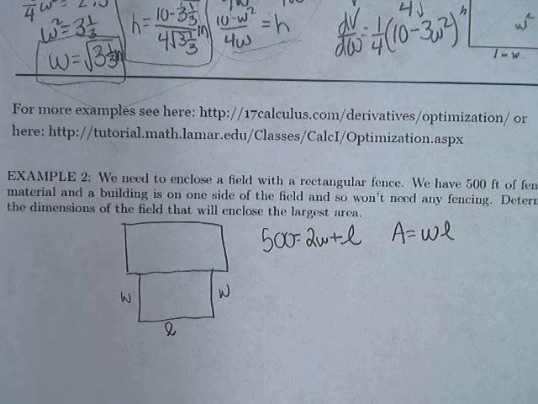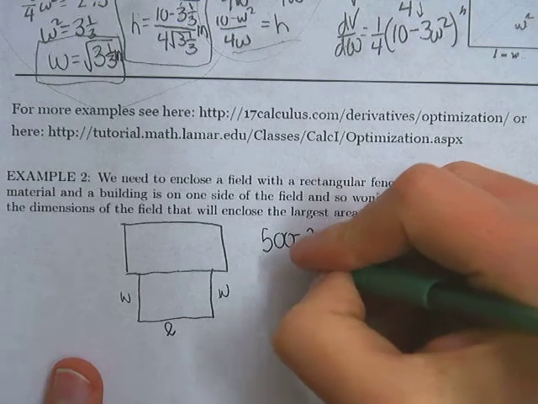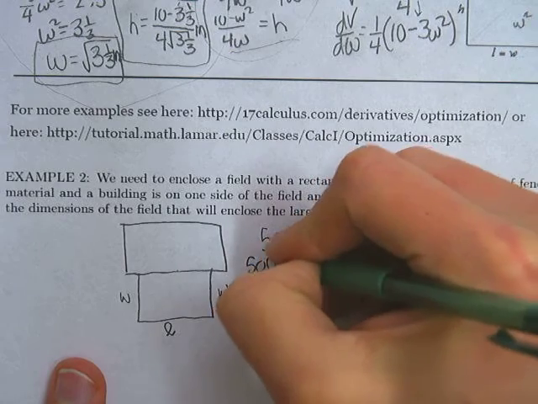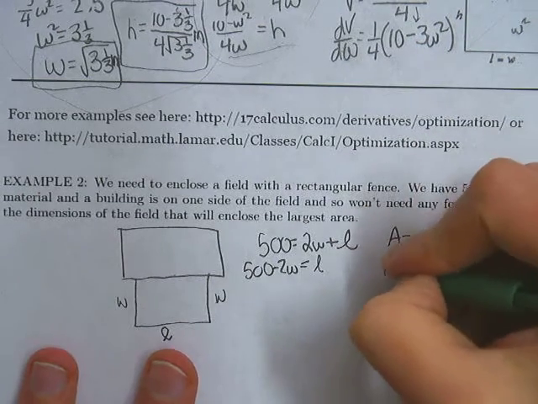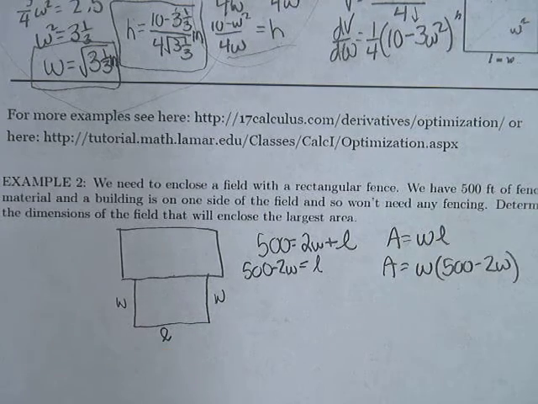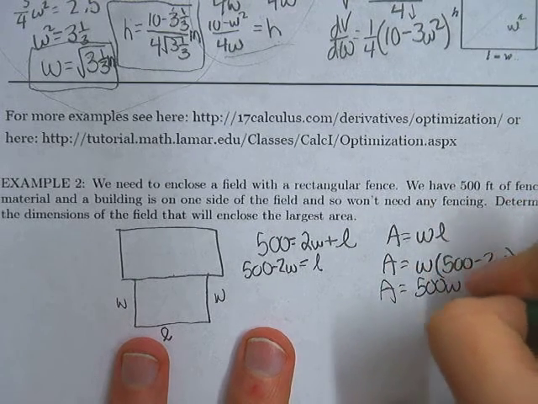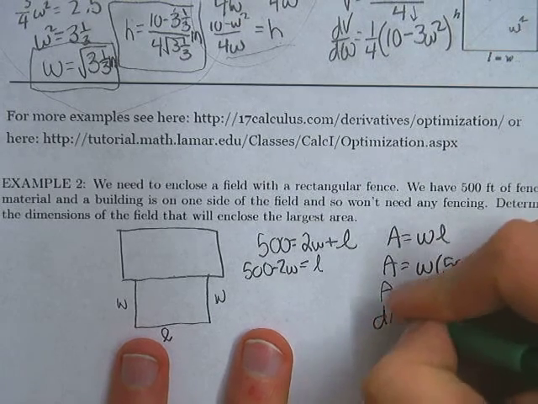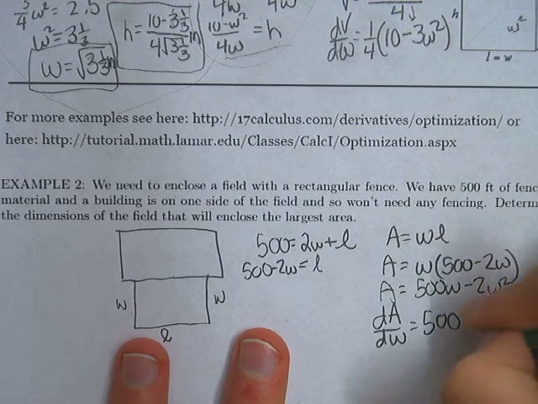All right, we're going to do the same thing as before, solve for a variable in the equation with only two variables. I'm going to solve for L. So L is equal to 500 minus 2w. Now I'm going to plug that in for L in the other equation, and I'm going to get area is equal to w times 500 minus 2w. All right, I'm going to distribute because why not? 500w minus 2w squared. Let's take a derivative. dA/dw is 500 minus 4w.